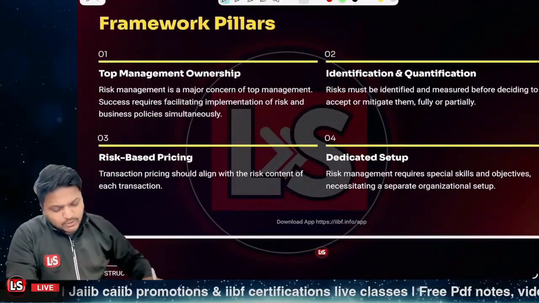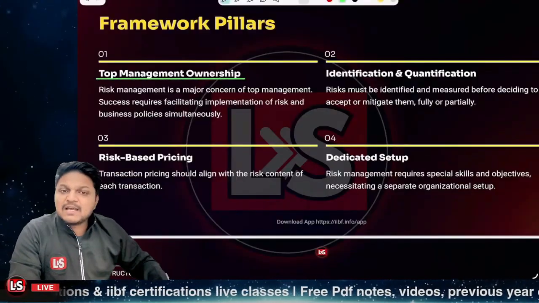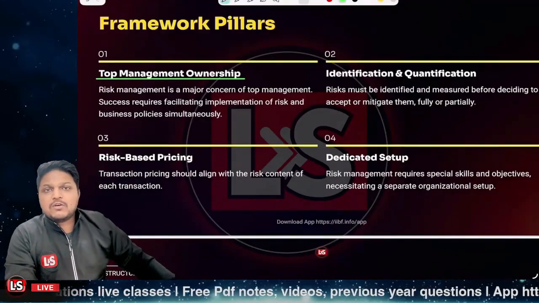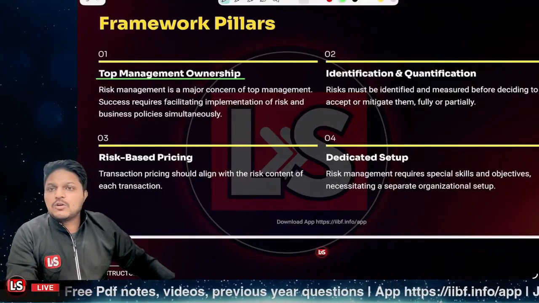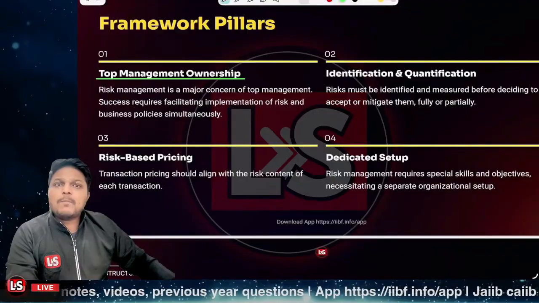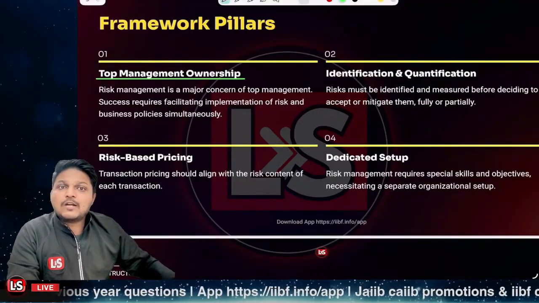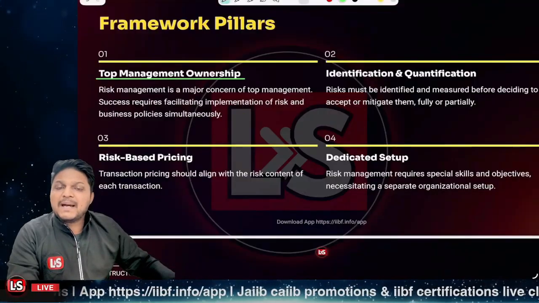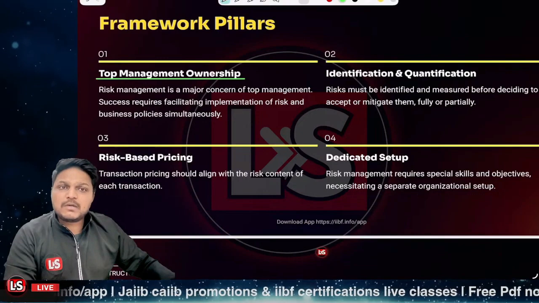First one is top management ownership: risk management is a concern of whom? It is a concern of the top management. When you are lending in a bank, whatever risk you are taking, it's not your cup of tea. It's the top management who will look into what things are to be implemented so as to manage the risk and the policies. That point is related with the top management, right?